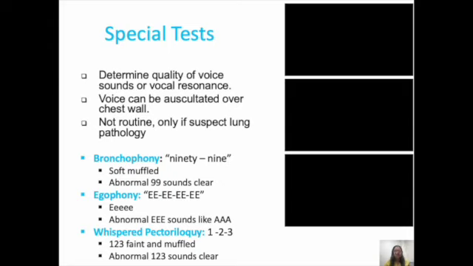Egophony is when you have them say E, E, E, and as they're saying that, that sound again should be very muffled. If it's not muffled and it sounds like A, then that's abnormal. And then the last one is whispered pectoriloquy, and that is when you have your patient whisper 1, 2, 3, 1, 2, 3, 1, 2, 3, and it should sound very faint and muffled. It's abnormal if the 1, 2, 3 is very clear beneath your stethoscope.